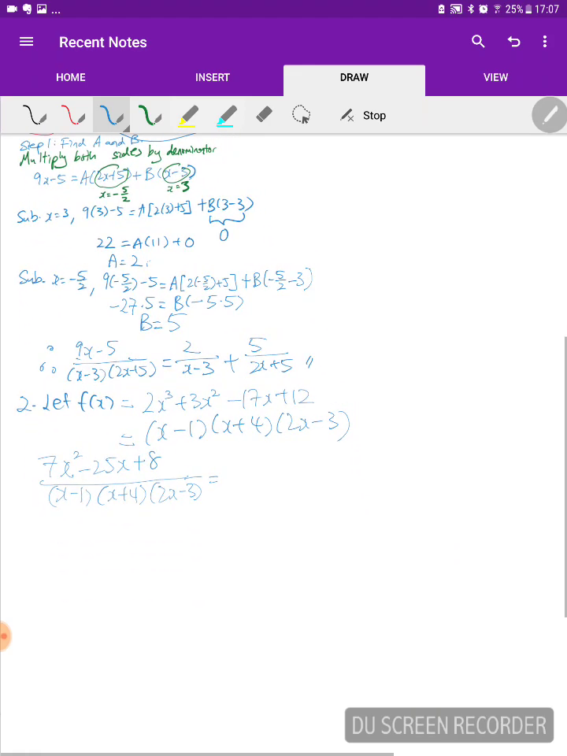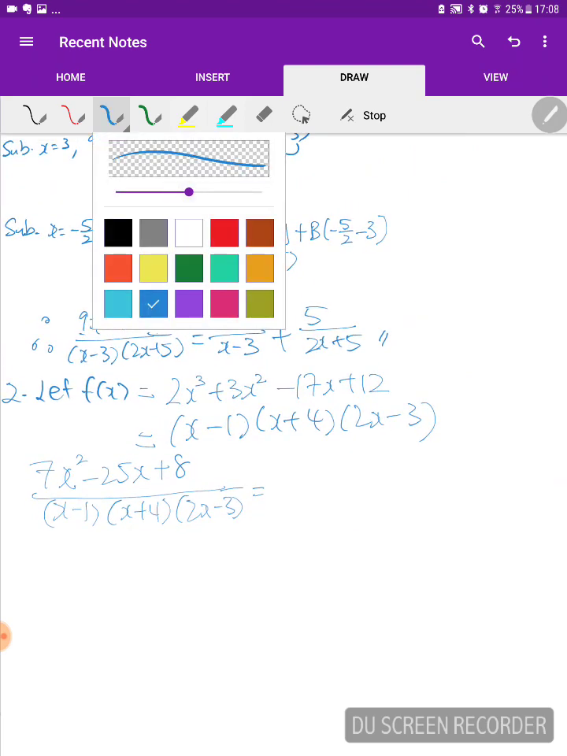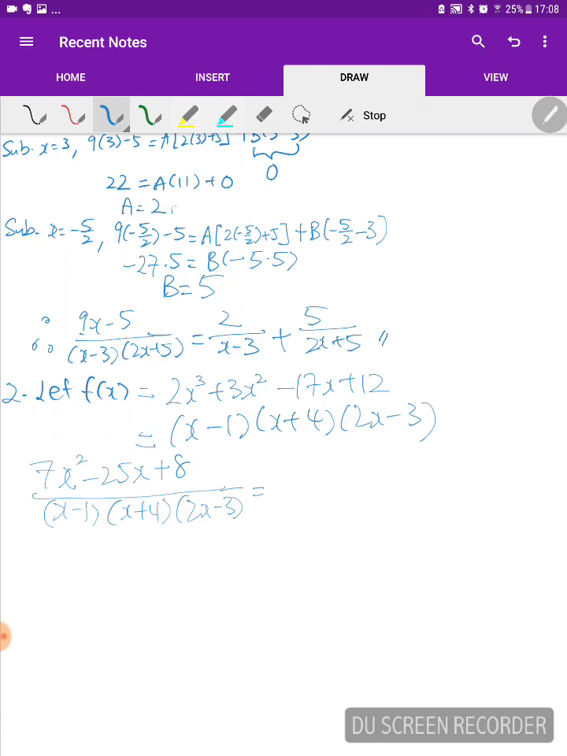Now I'm going to split this into partial fractions. So how many linear factors can you see here? You can see x minus 1, x plus 4, and 2x minus 3. So that means I need to split into 3 fractions: over x minus 1, x plus 4, 2x minus 3. Since there are 3 factors, I have 3 unknowns that I need to find: A, B, and C.